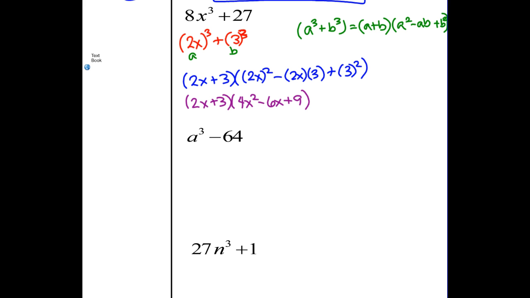So now we need to see, are there any numbers that multiply to positive 36 but add to get you negative 6? Well, if we're multiplying to get a positive and we're adding to get a negative, we know they both need to be negative. We're not going to be able to do that. So this is our final answer right there.